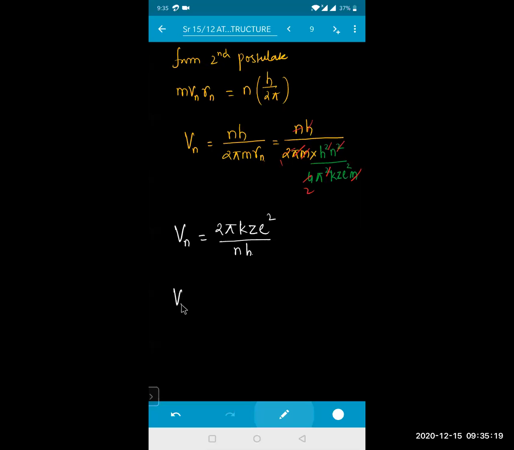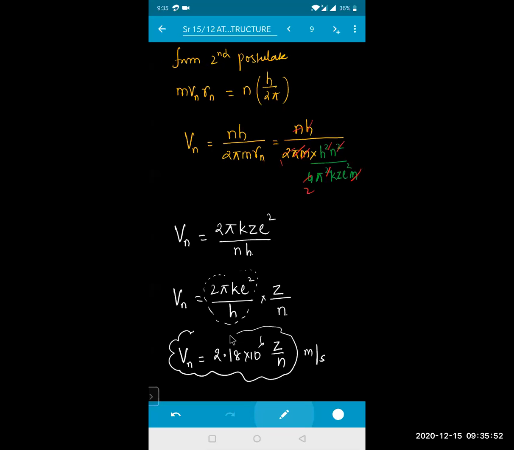So I can write here: velocity of your nth orbit is equal to 2 pi is a constant, k is a constant, e square is a constant, divided by h, which is also constant. The ones which are variable are the atomic number and n. All of this is constant, and we know all the values. If you simplify it, the velocity of your nth orbit comes out as 2.18 into 10 to the power of 6 z by n. Unit is meter per second. So this is the velocity of your nth orbit formula.